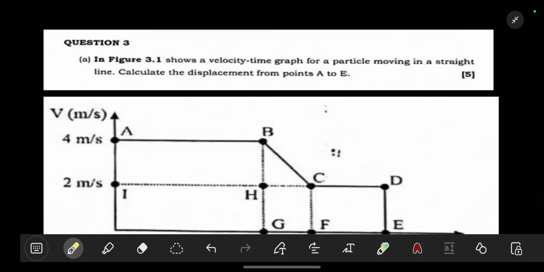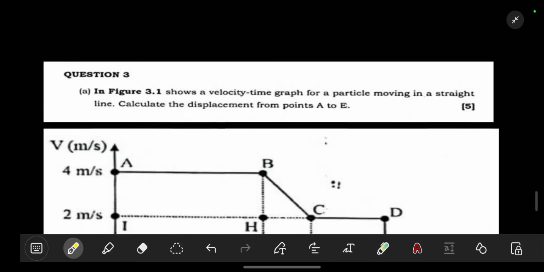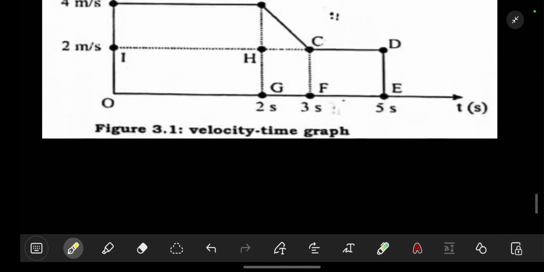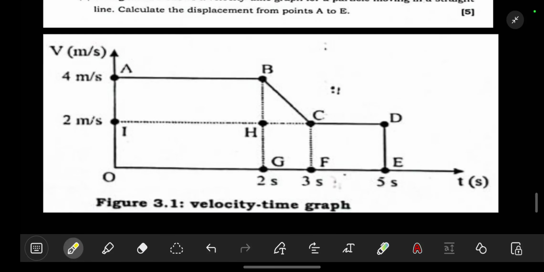This question says, in Figure 3.1 shows the velocity-time graph for the particle moving in a straight line. Calculate the displacement from point A to E. So from point A to point E, to find the displacement, just identify the shapes that are there.